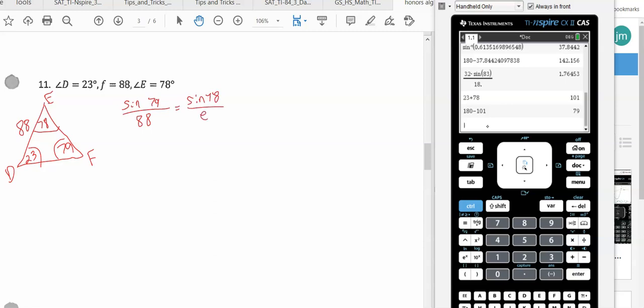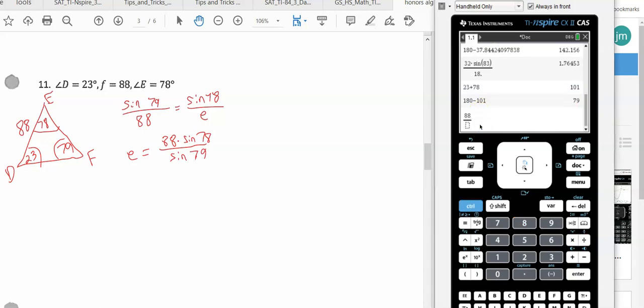Divided by lowercase e. So e is going to equal the fraction 88 times sine of 78 divided by sine 79. So little e is 87.6881.